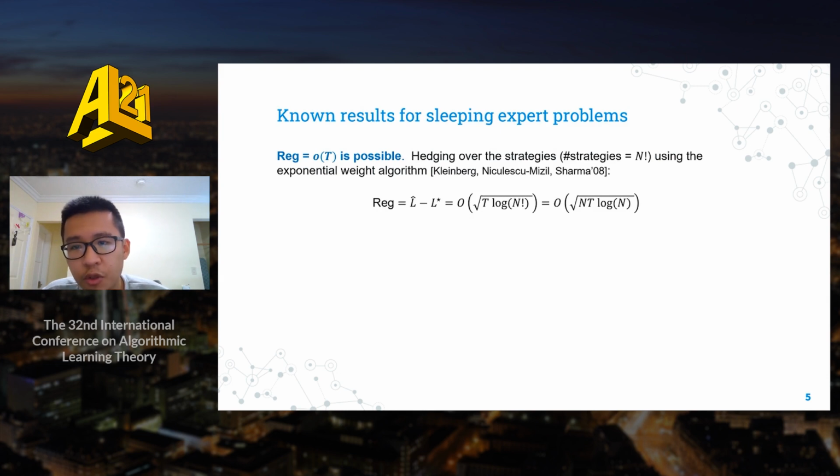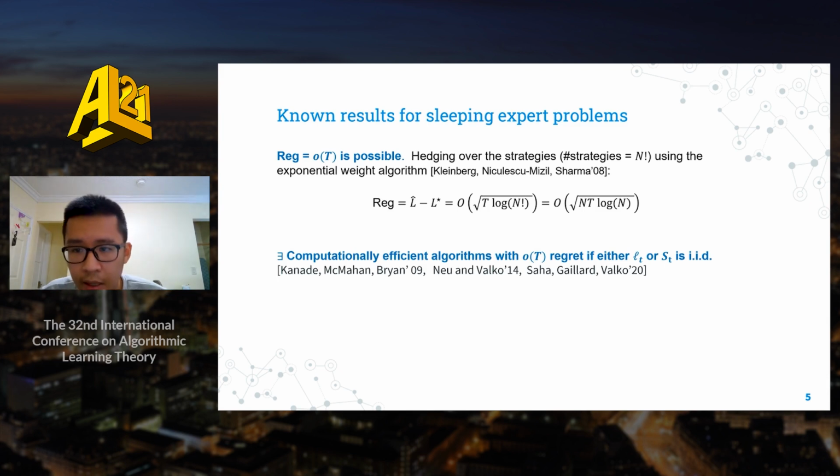What are some known results for competing with the best ranking in the sleeping expert problem? The first is that it's possible to achieve a regret that is sublinear in T and polynomial in N. The way to achieve this is to use the Hedge algorithm over all possible rankings. However, since there are in total n factorial different rankings, this algorithm requires computational complexity of n factorial per round, which is considered a very inefficient algorithm. So a natural question is whether there is any polynomial time algorithm that still has sublinear in T regret.